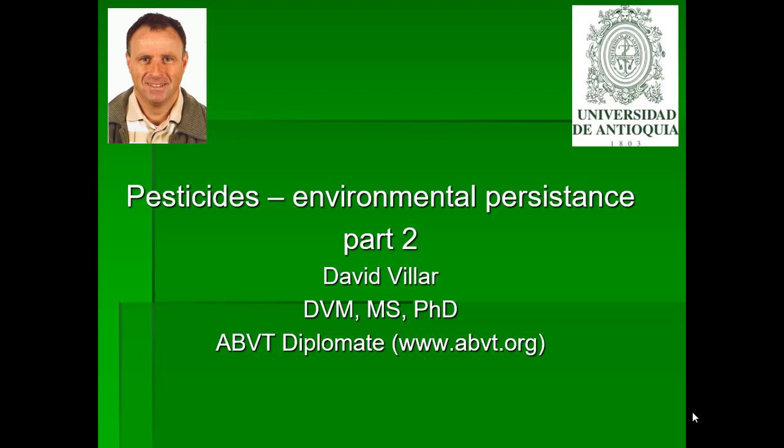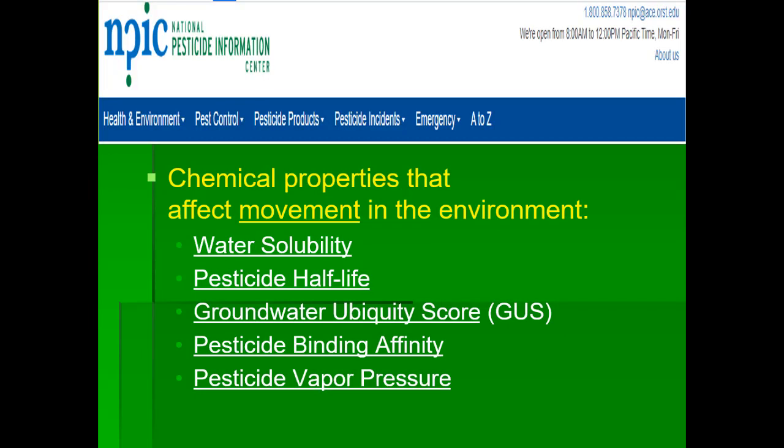Here we're going to discuss properties that determine the environmental fate of pesticides. And I wanted to show you how the National Pesticide Information Center considers the movement of pesticides in the environment based on their physical-chemical properties. So they use the following properties: water solubility, half-life, groundwater ubiquity score, binding affinity to soil, and vapor pressure.